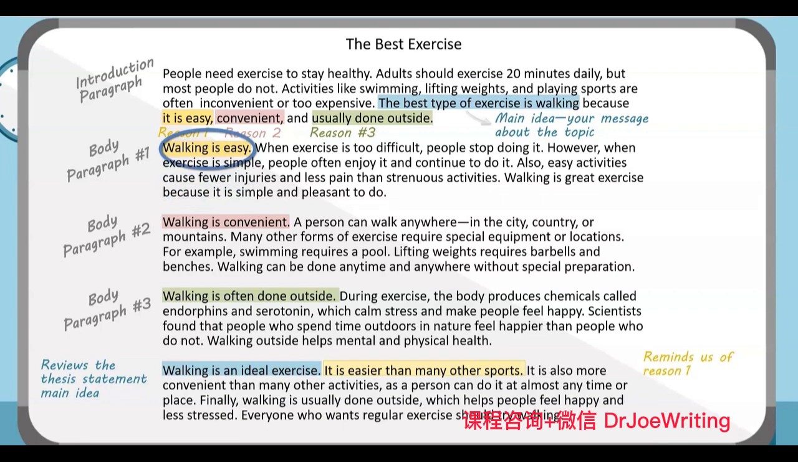The third sentence of our conclusion paragraph, it is also more convenient than many other activities as a person can do it almost any time or place. This sentence reminds us of reason 2. Walking is convenient. Do you see how it reviews that idea of why walking is convenient, but it uses different words? Then we have sentence 4 of our conclusion paragraph.